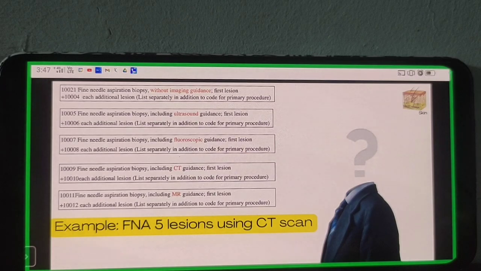Now try the same one. MRI guidance, 7 lesions. 1,010 into 6. Correct. So the total number of lesions is 7. MRI guidance, so for the single lesion 1,011. Then the remaining 6 lesions, 1,012 into 6. Did you understand? Any doubt?